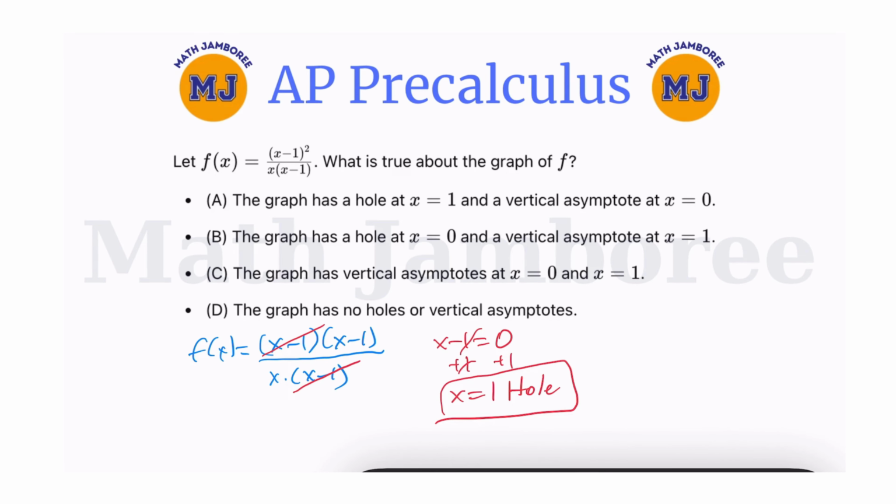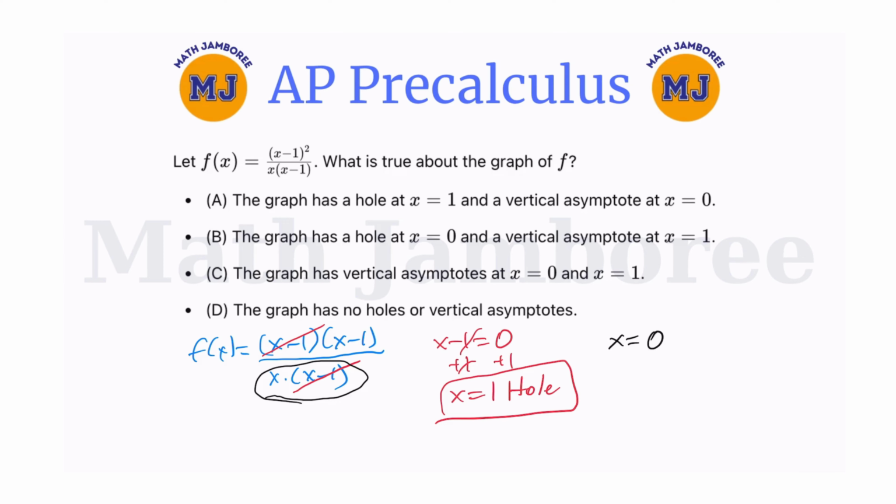What about the vertical asymptote? It's all about the denominator. We're going to focus on the denominator section. We used x minus 1 for the hole. When there is a hole, there is no asymptote at that point. So you're not going to worry about x minus 1 in the denominator. You're just going to focus on the x. By making it equal to 0, you will find that there is a vertical asymptote at x equals 0. So with this in mind, the correct answer is choice A for this specific question.